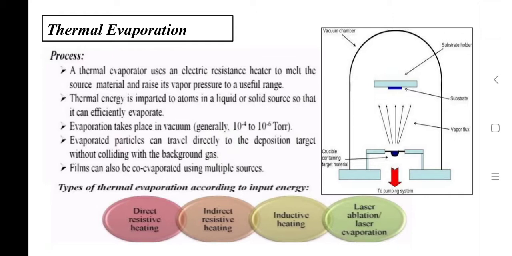so that it can efficiently evaporate, and the evaporation takes place in the vacuum. Generally we are using the high vacuum, because otherwise what will happen if we do not use vacuum, or maybe we do not use certain kind of inert gases, maybe the vaporized metals can react with the environmental oxygen or maybe the moisture, and it can form a newer material or maybe some unuseful material. Okay, so evaporated particles can travel directly to the deposition target without colliding with the background gas, or films can also be evaporated using multiple sources.